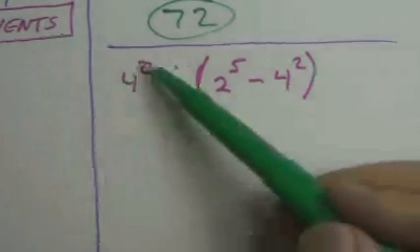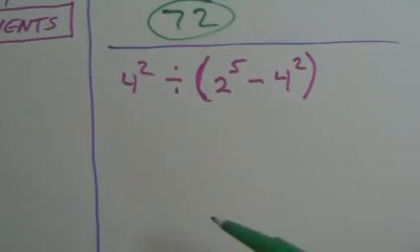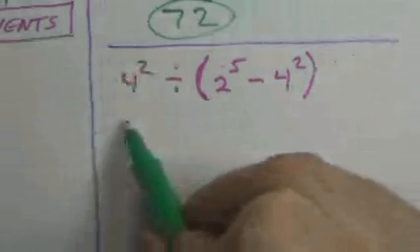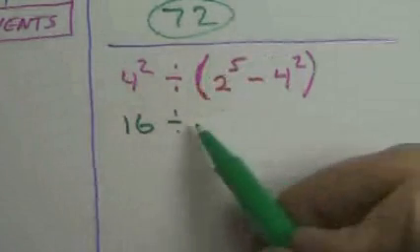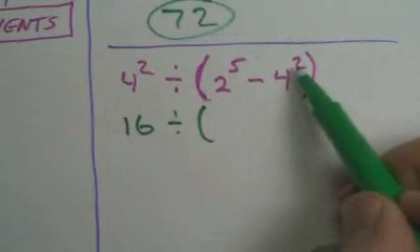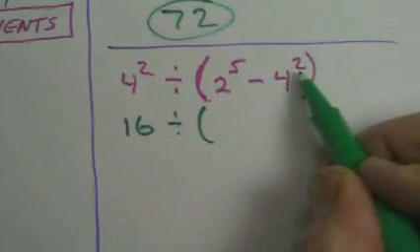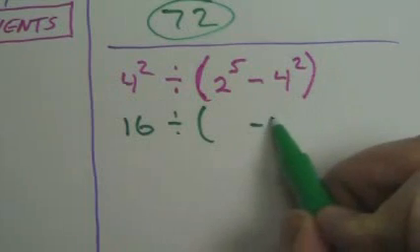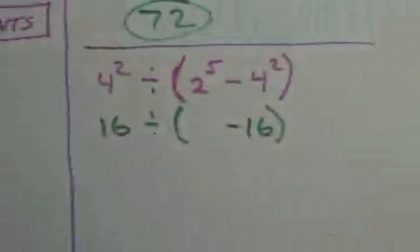Well, let's take care of this exponent here, then we can do inside the parentheses. All right, 4 squared is 16. And then inside this parentheses here, we have 2 to the 5th minus 4 squared. Well, 4 squared is 4 times 4. That's 16. So we just have to figure out what 2 to the 5th is.